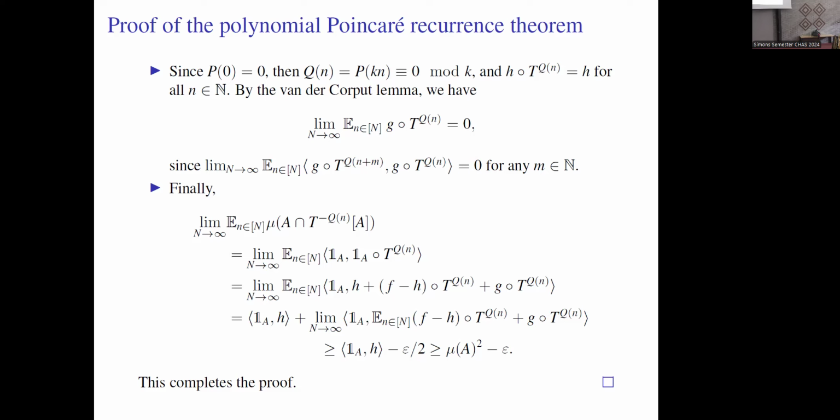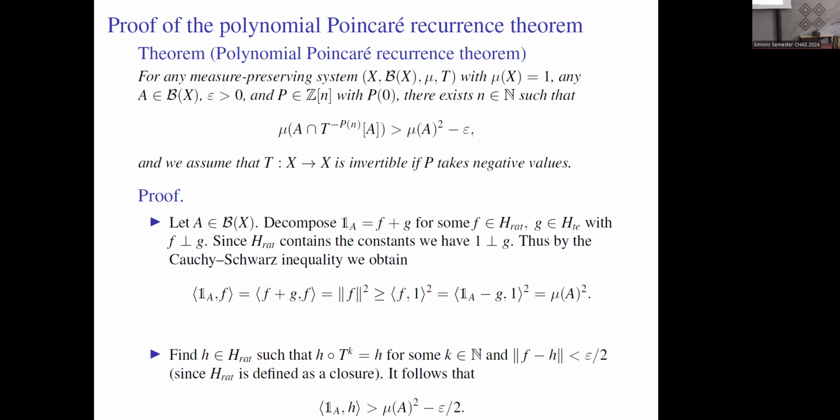We have some bound for this, and this is smaller than epsilon over 2, or the sum can be made, in fact, smaller than epsilon over 2. And so if we combine this with the lower bound that we derived here, we see that this is measure of A squared minus epsilon. And this completes the proof of the polynomial Poincaré recurrence theorem, and that's how we get it.